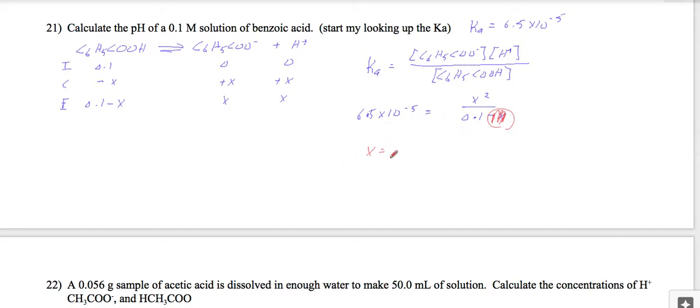X turns out to be 0.0025. And if we wanted to do the approximation check, 0.0025 divided by 0.1 is going to be a very small number. It's not going to be anywhere close to 5%. And that is equal to our hydrogen ion concentration. So remember X right here, it's our hydrogen ion concentration, 0 plus X. Have our hydrogen ion concentration. That means that our pH is going to be 2.6. Simple enough.